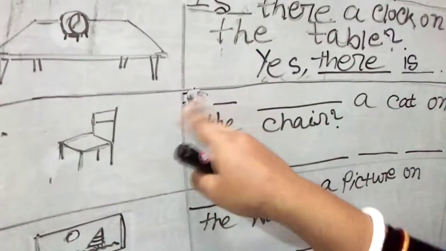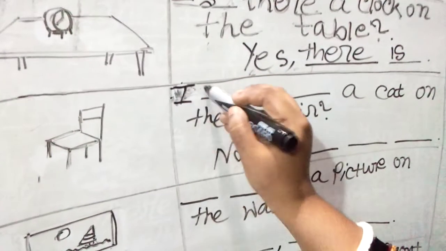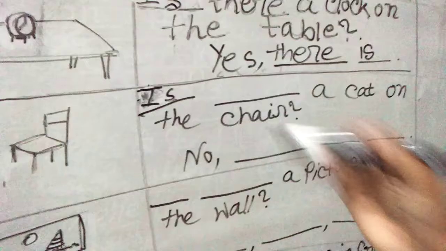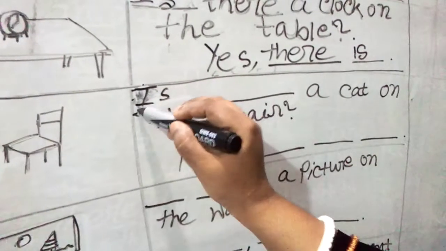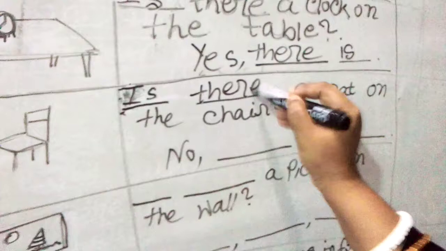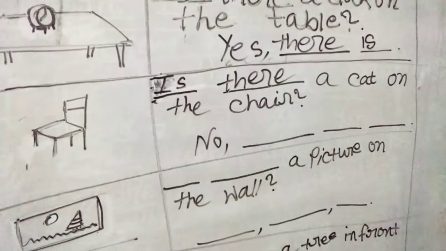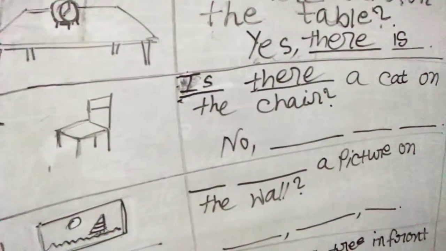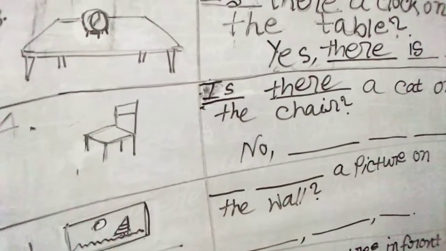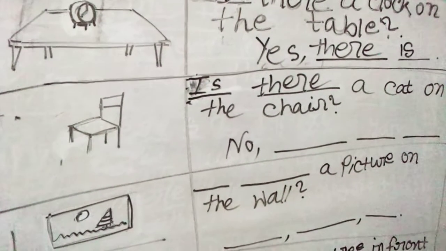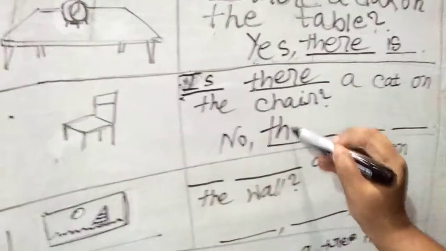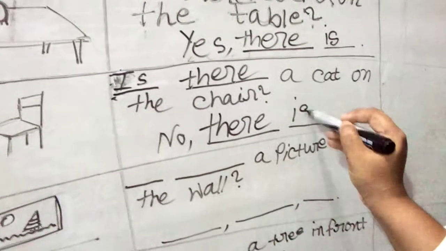Is. Okay, is. Then what should I put? Is there a cat on the chair? No, it's wholly an empty chair and we can see nothing on the chair, so we can't write yes. As it is no, we need to write no, there is not.